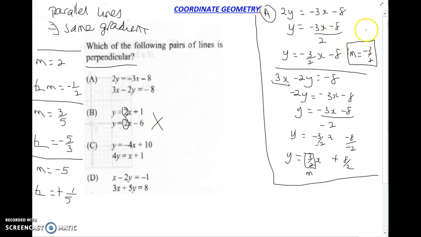Alright, so let's go. You see for A, the sign did not flip. Well, the sign did change, but it didn't flip. So A is not the answer.